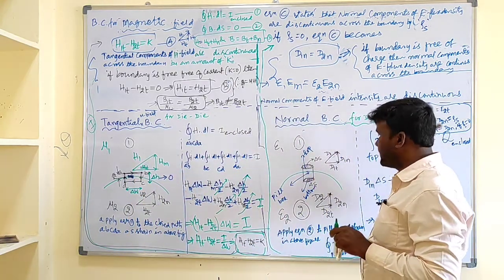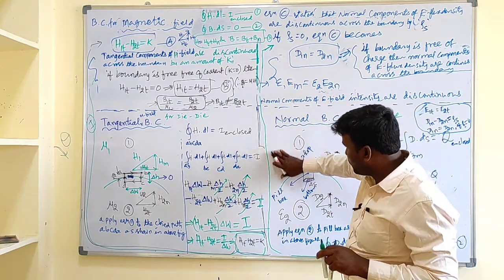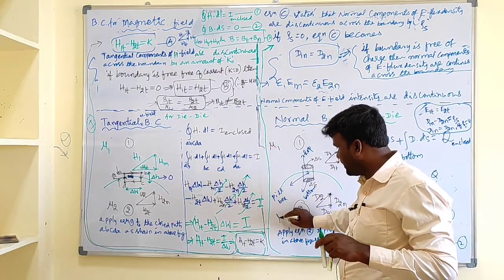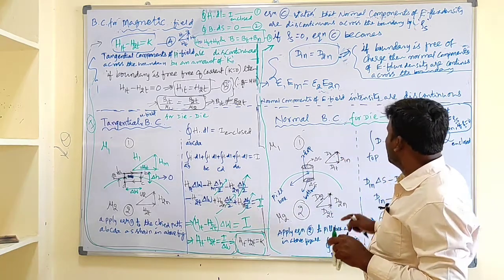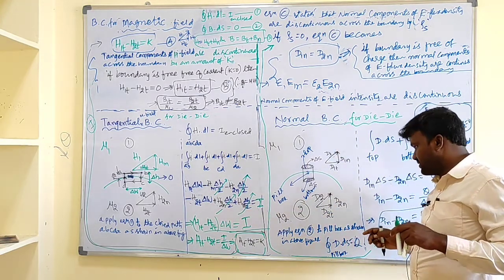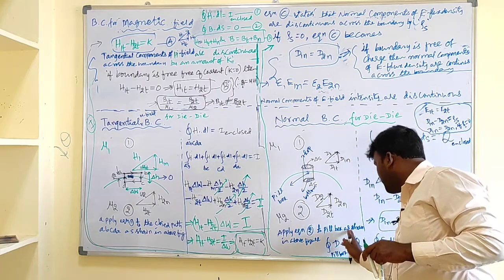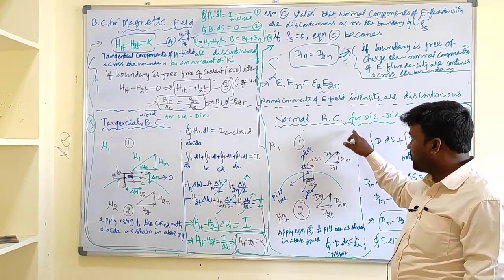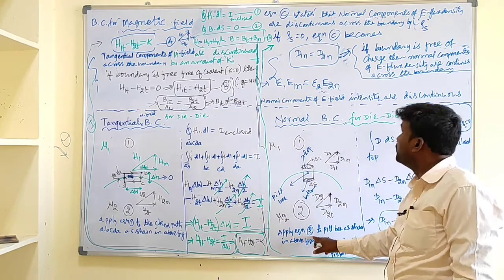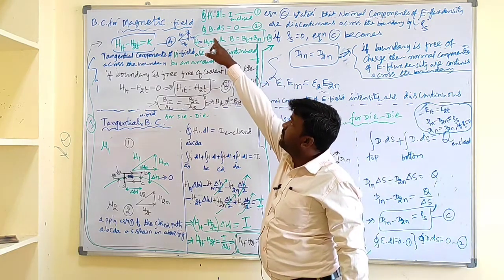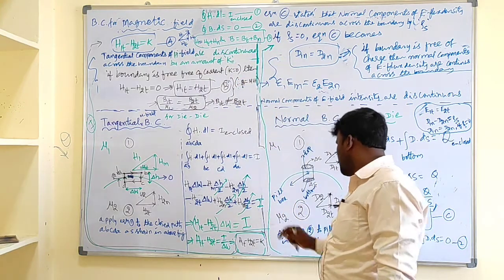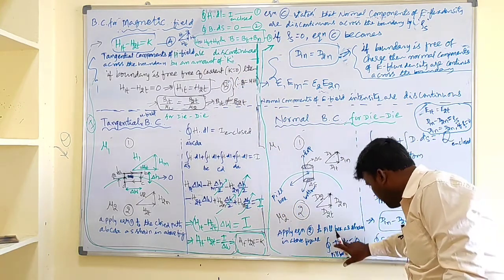Now let us move to the normal boundary conditions for the dielectric interface. Here the first dielectric is characterized by mu1 and the second dielectric is characterized by mu2. In order to derive the normal boundary conditions, apply equation 2 to the pill box as shown in the above figure. What is equation 2? That is the closed surface integral of B dot dS equal to 0.